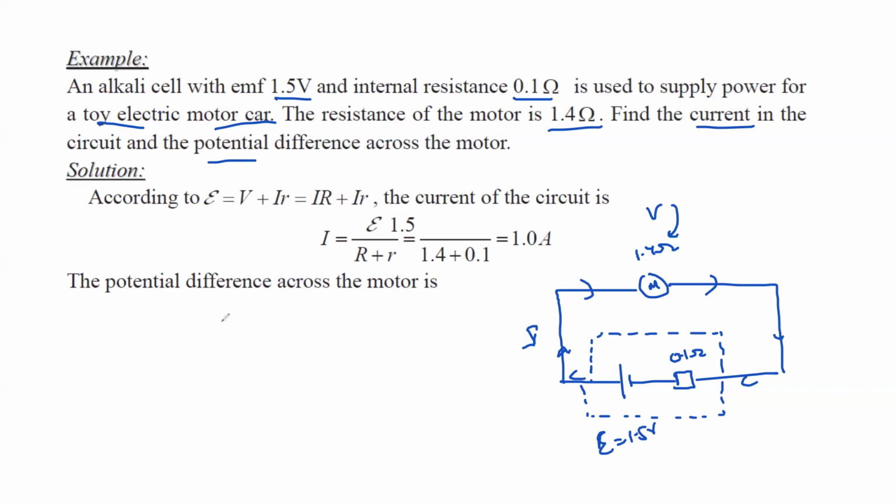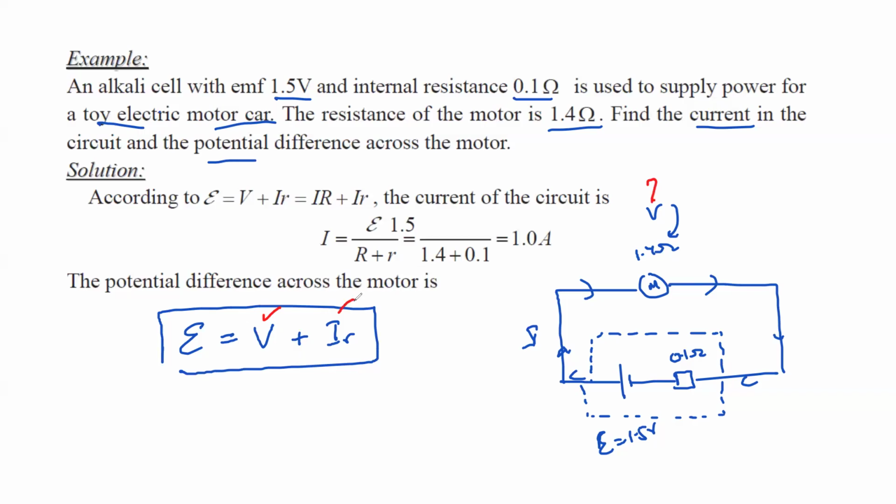So how can we work this out? We have the formula: the EMF is equal to the external voltage plus the internal voltage. The current here is I and the external voltage is V. This is one formula. But the problem is we cannot use this formula right now. Why? Because we don't know the potential here, that is unknown, and we don't know the current here. So two unknowns are there. That's why this equation cannot be used.